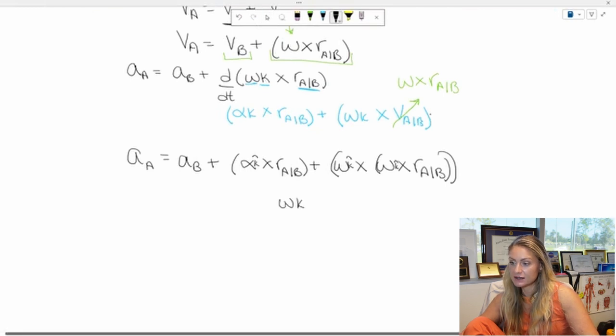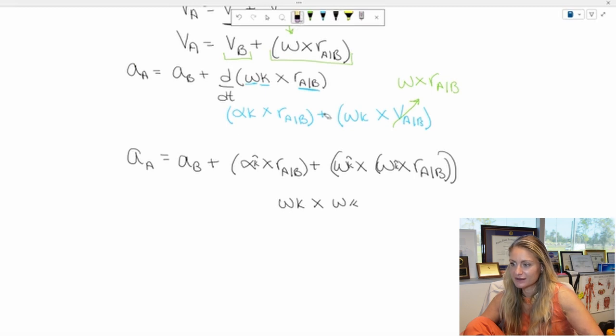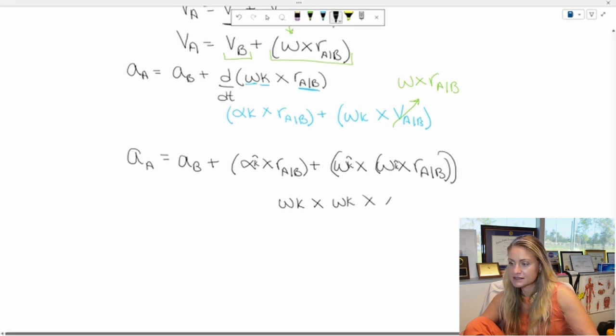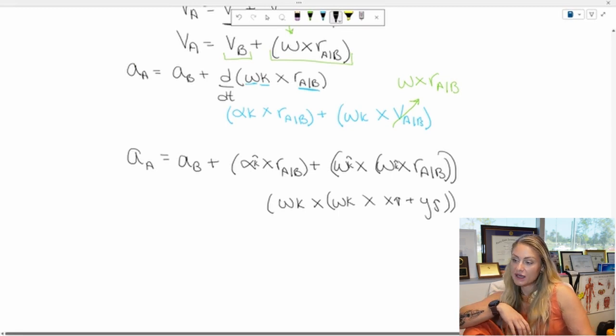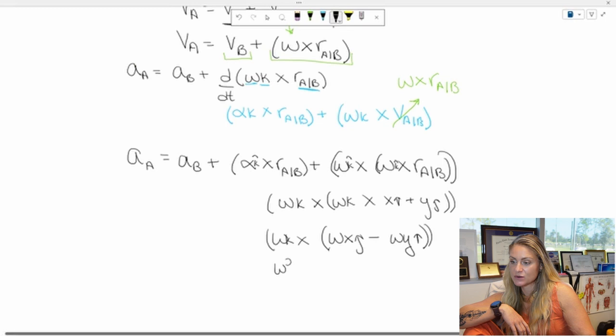So if I wrote this whole thing out, omega k cross omega k cross some distance in the i plus some distance in the j, and I worked that out, I would have omega k cross x i, so omega x, k cross i is j, and omega cross y j, that's going to be omega y, k cross j is negative i. Now I have to do that again. This is omega times omega, which is omega squared, k cross x i, and then k cross j is i, and then you have omega squared times y, k cross i is j, and that's positive, but you have a negative right here. Oh my goodness, k cross j is negative i, so you have a negative here.